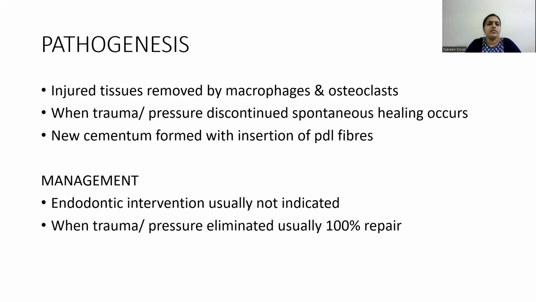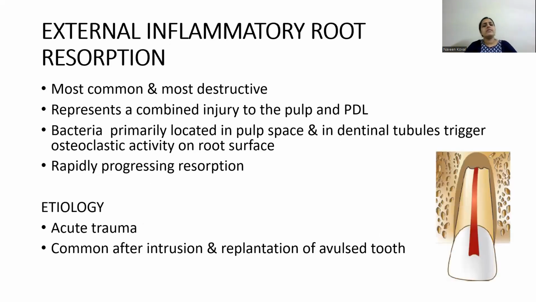It is a surface kind of external resorption. It is repair-related resorption. Now coming to the second one, external inflammatory resorption, which is very common and very destructive. It represents a combined injury to pulp and PDL. Bacteria primarily located in the pulp space and in dentinal tubules trigger osteoclastic activity on the root surface, and it is a rapidly progressing kind of resorption. It's very difficult to control. So etiology is acute trauma, common after intrusion and replantation of avulsed teeth.